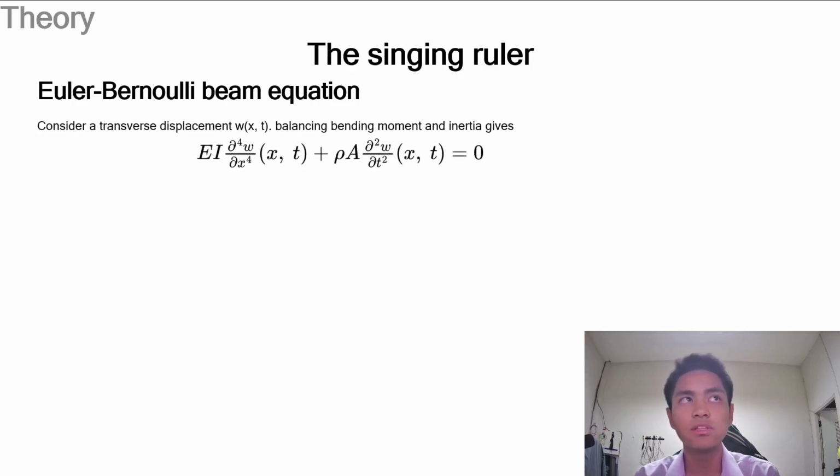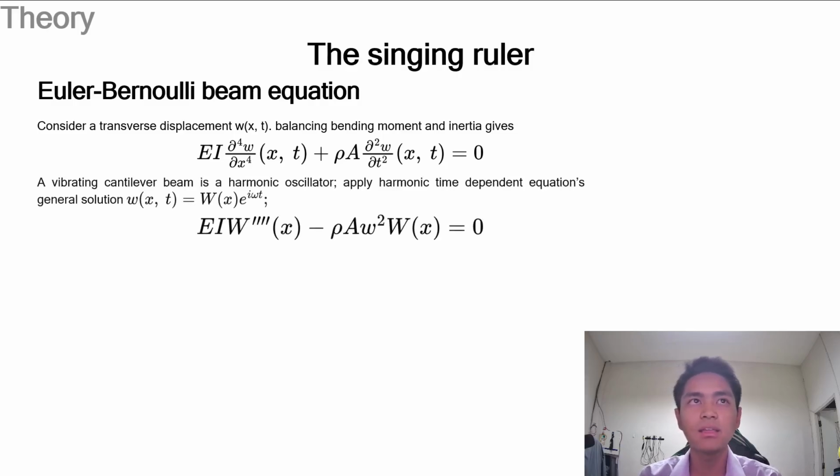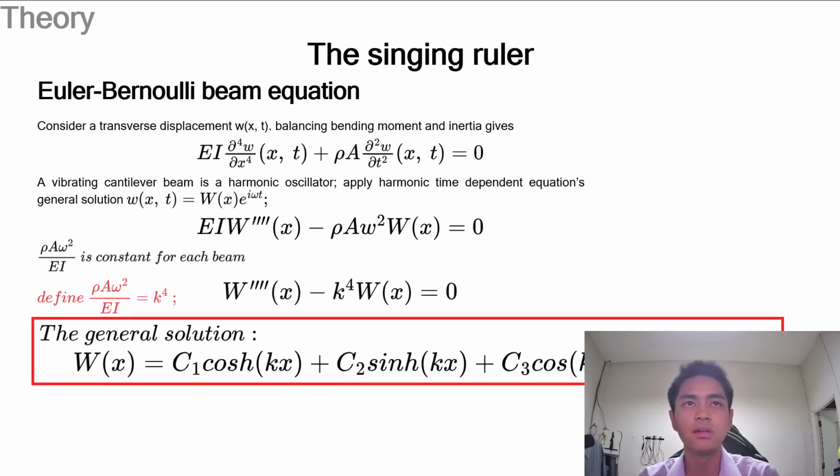So we start off with the Euler-Bernoulli beam equation, balancing bending moment and inertia. Next, we apply the harmonic oscillator equation to separate the displacement. Now note that there are constant values, so we define those as k to the power of 4 to get a fourth order differential equation with the general solution as shown in the red box.